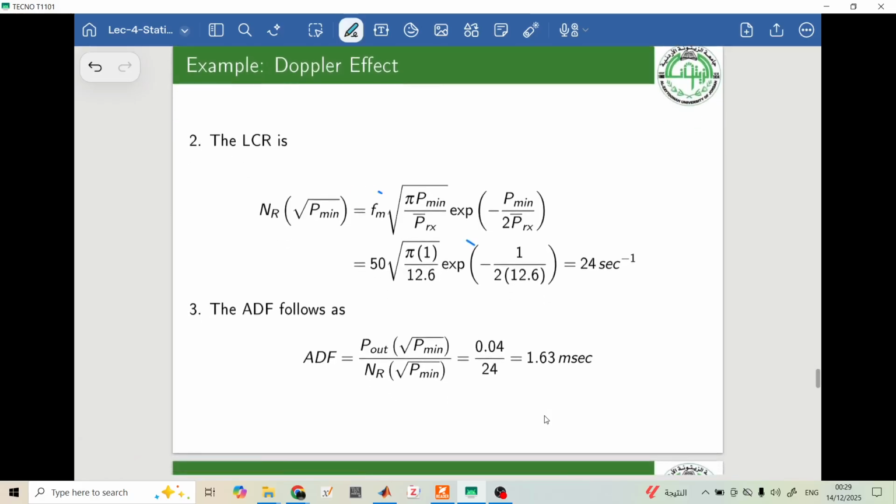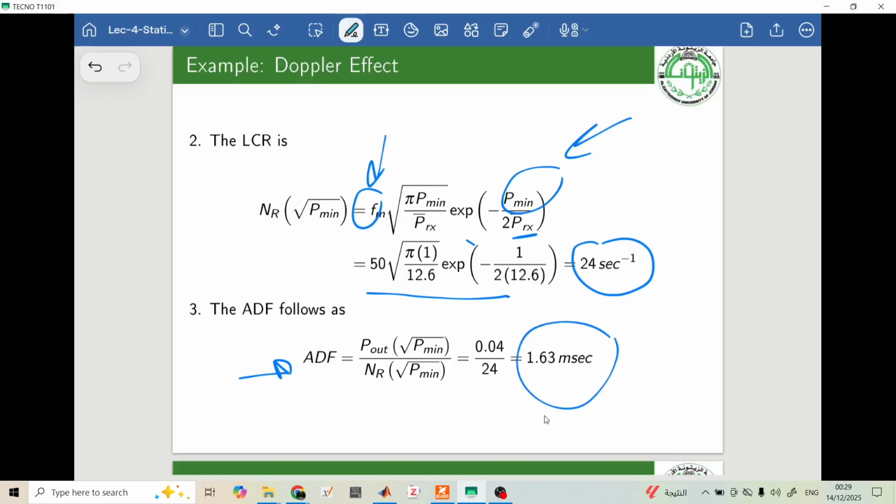Now you compute the LCR. Again, you just put in the values here. This is 50. This is the P minimum that we computed, and this is the Prx. Again, you plug them in and you get 24 level crossings per second. The ADF follows directly. You just divide P out by LCR. You get 1.63 milliseconds is the average duration in which, in a level crossing event, you stay underneath the receiver sensitivity.